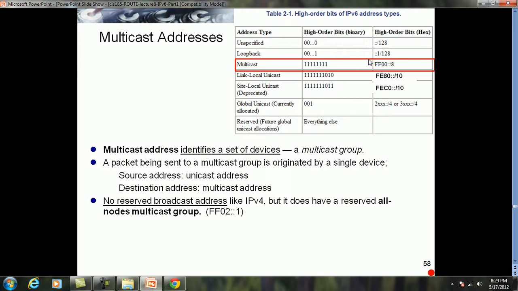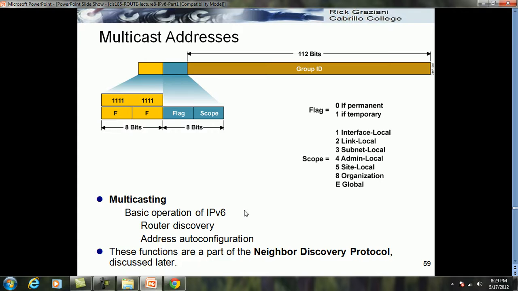No reserved broadcast addresses like IPv4, but it does have a reserved all nodes multicast group, that is this value, FF02::1. This says it is an all nodes multicast group. It's like a broadcast. Now multicast, see the concept: FF, flag and the scope. Flag is 0 or 1, permanent or temporary. Scope can be interface local, link local, subnet local, admin local, site local, organization or global. So multicast basic operations are router discovery and address auto configuration. And these functions are part of neighbor discovery protocol. We'll see this very soon.